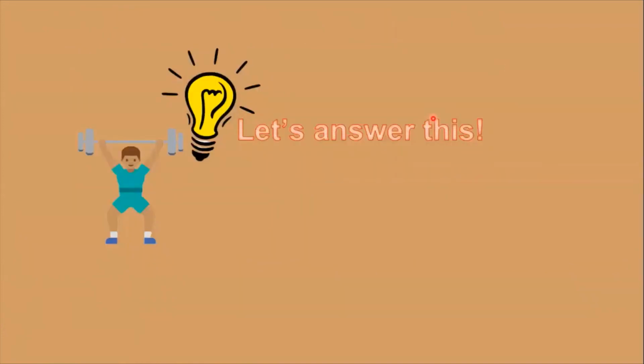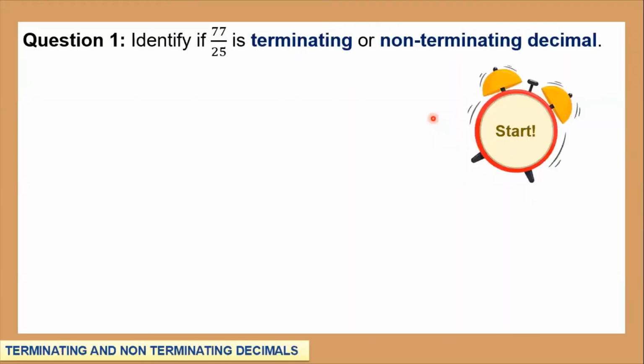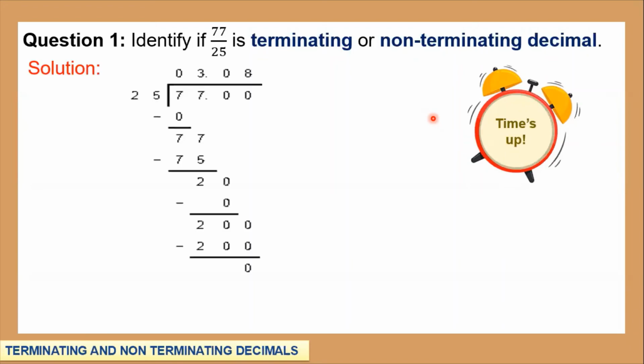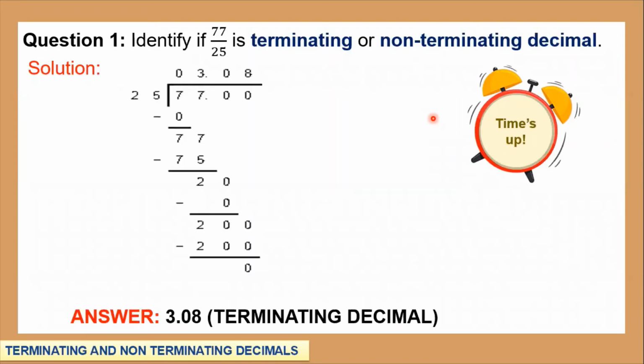Let's answer this. Identify if 77 over 25 is a terminating or non-terminating decimal. For the solution and answer, we have here 3.08, which is a terminating decimal. For the solution, 77 over 25, we got the value of 3.08.